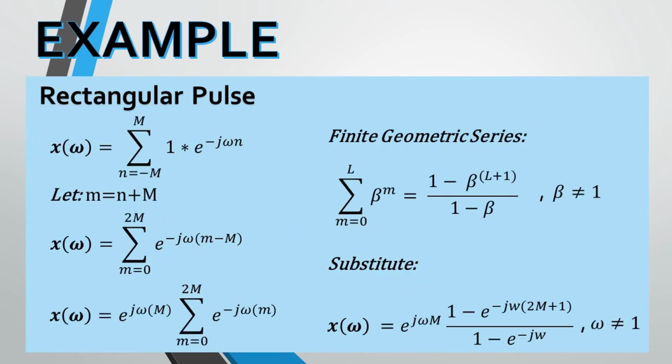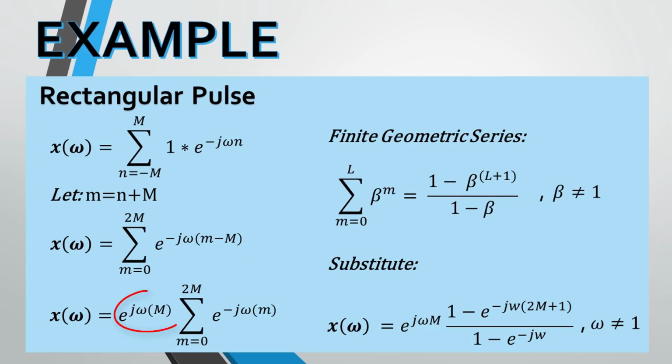We can take the DTFT using the defining equation, and since we have zeros prior to minus M and after plus M, we can write the sum of 1 times e raised to negative j omega n from minus M to plus M. We arrange the sum into a form that we can express in closed form. To do that, we let lower index m be equal to n plus capital M. If we substitute, we get the summation of e raised to negative j omega, the quantity of small m minus capital M, from m equal to 0 to 2 capital M.